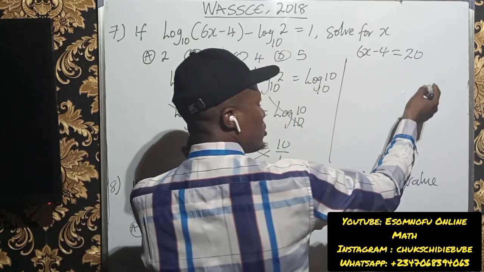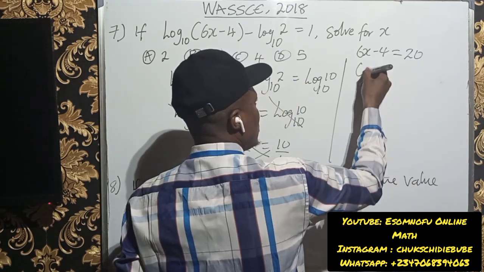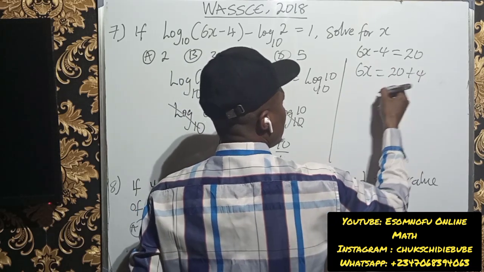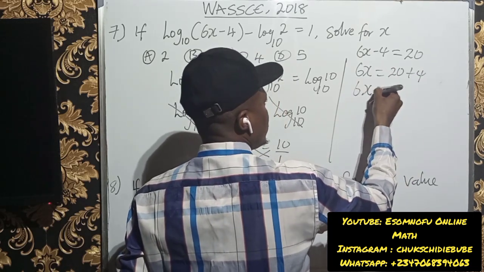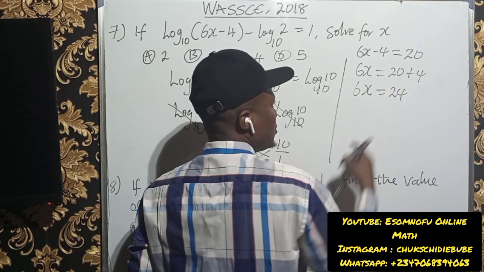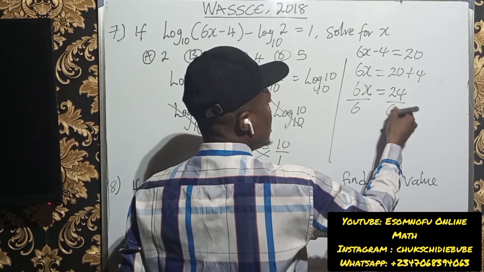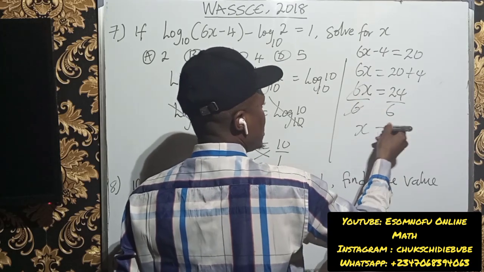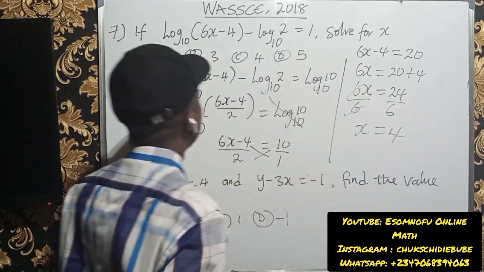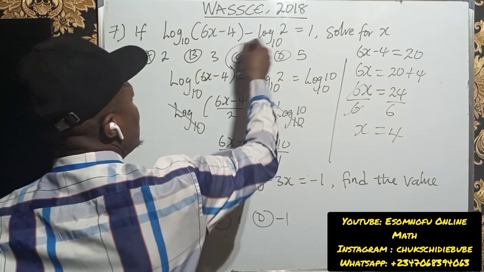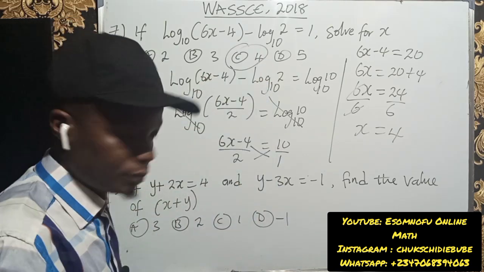The minus 4 will cross over, it turns to addition. So we have that 6x equals 20 plus 4, and 20 plus 4 is equivalent to 24. To get the value of x, I'll divide both sides by 6. So when I do that, you see that x is equivalent to 4, which means our answer is option C. Option C is the answer. So let's take the next question.